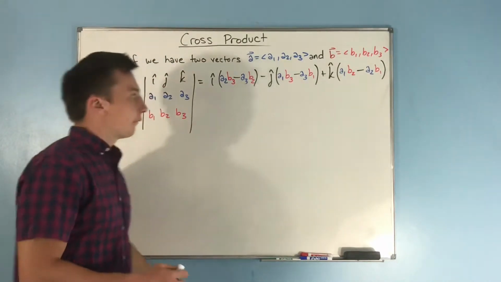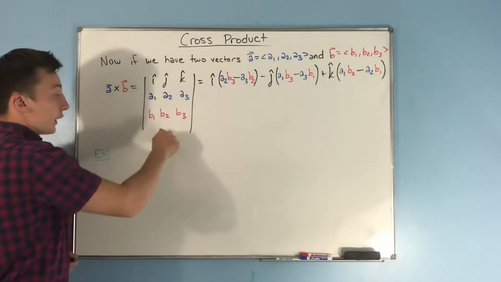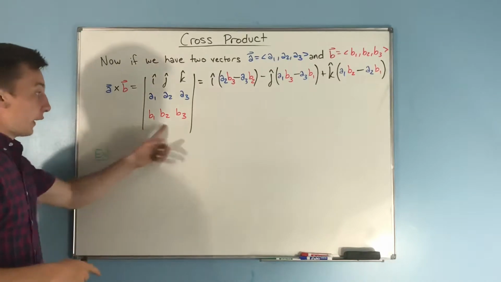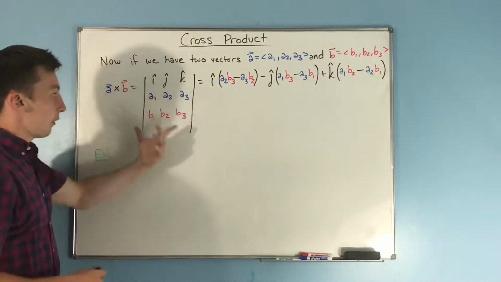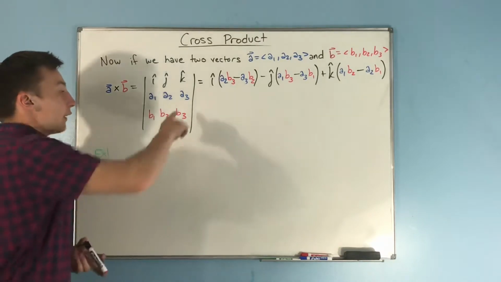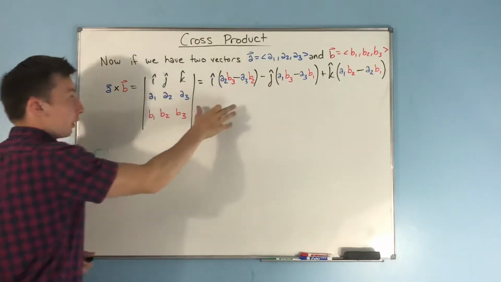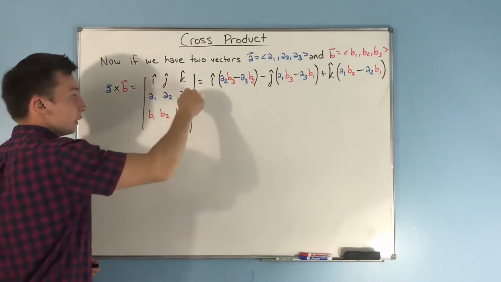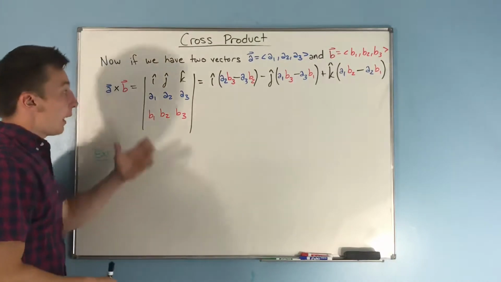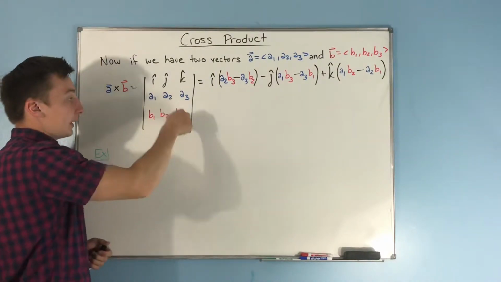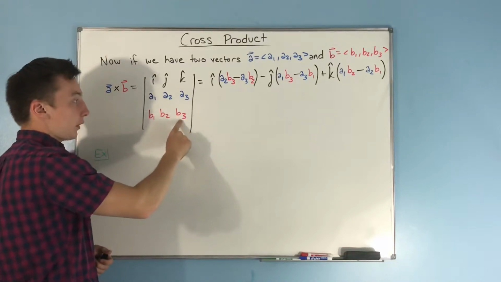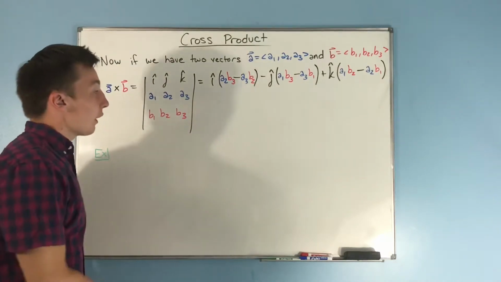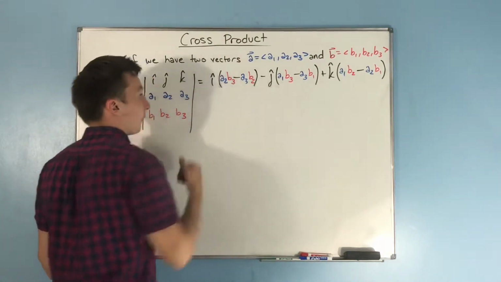For our second line, that's going to be vector A, and for our third line, that's going to be vector B. So that's how you set up the 3x3 matrix. Now, this is going to be equal to, we do our first part. Remember, that was this i hat times this 2x2 matrix right here, and the determinant of that is just AD minus BC, which is A2 times B3 minus A3 times B2.